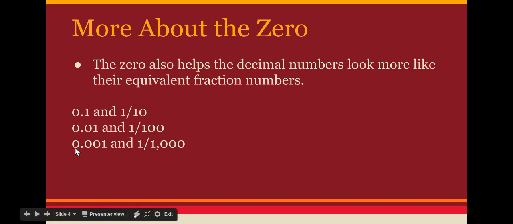Same thing when we include the 0 in the number 1/1,000th. Read backwards, it's 1,000, which is the denominator of its equivalent fraction, 1/1,000th, 1,000. So to sum up, always use the leading 0 when there are no whole numbers.